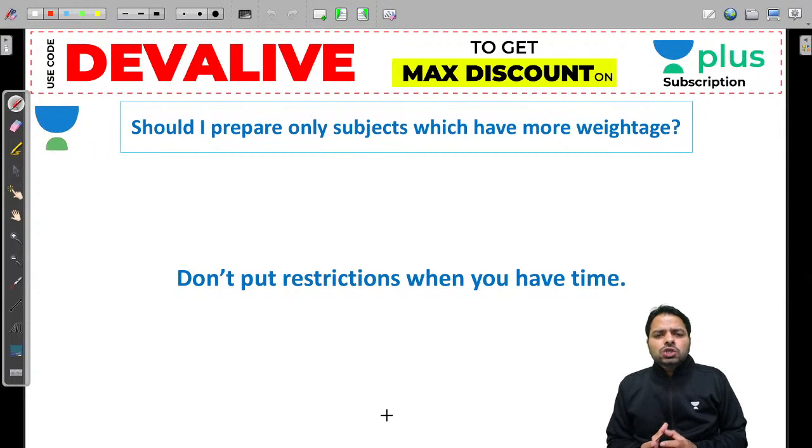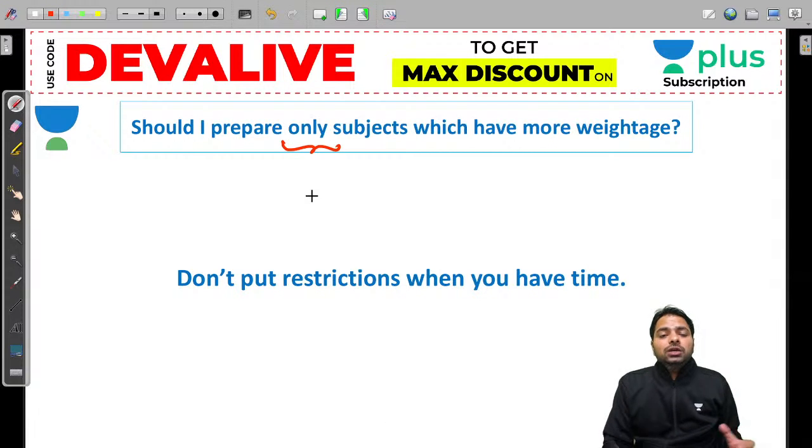Okay. Should I prepare only subjects which have more weightage? Please don't put that restriction when you have the time, right? Only is very dangerous. You should prepare everything. Give more importance to the subjects which have more weightage. That's okay, but don't make such mistakes. If you are preparing only those subjects, do you have any guarantee you will get the marks from that subject? It all depends on how much you understood when you are studying, when you are practicing. So I just want to tell you, don't focus only on the subjects which have more weightage. You need to practice and prepare every subject, but give more priority in the practice to those subjects, those topics which have more weightage.